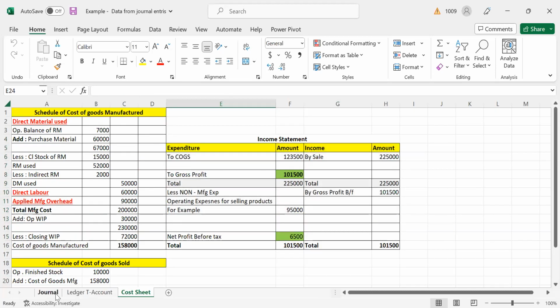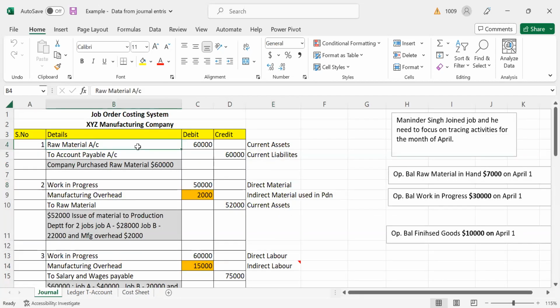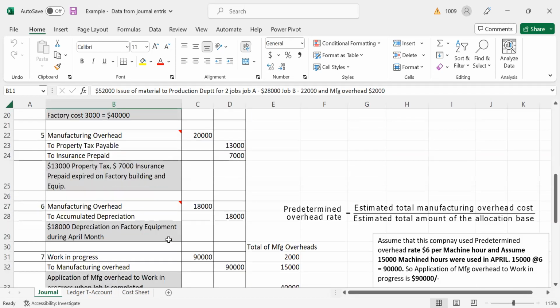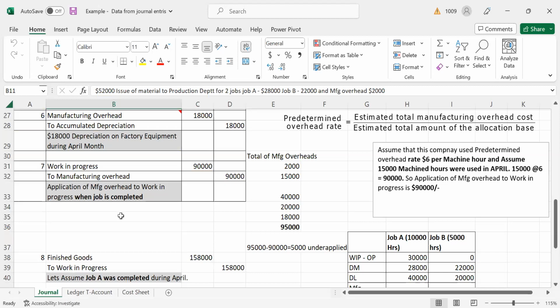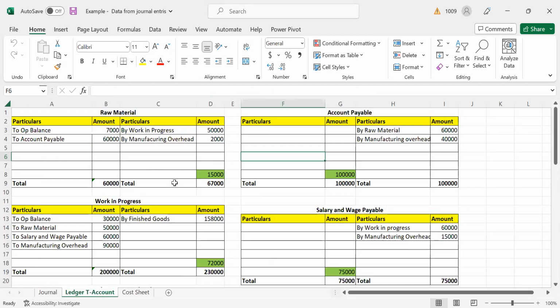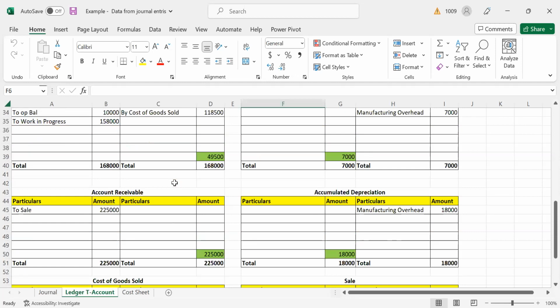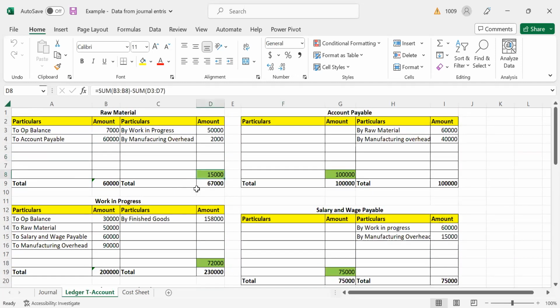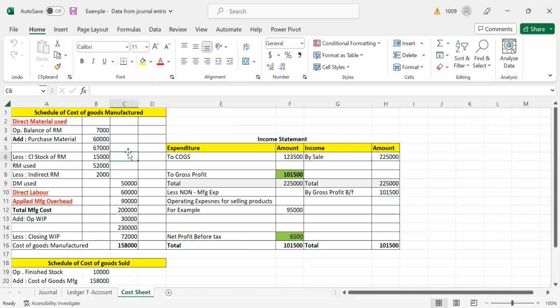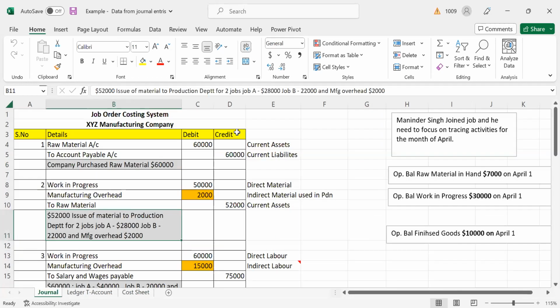On the basis of the information, I have prepared these journal entries, right? I'm going to explain in detail how I prepared each and every point, and then how I converted the journal entries to the ledger. From the ledger we received some information, like the sum of the closing balances, and put it here in the cost sheet. Okay, so I'm going to start from the very beginning, right?